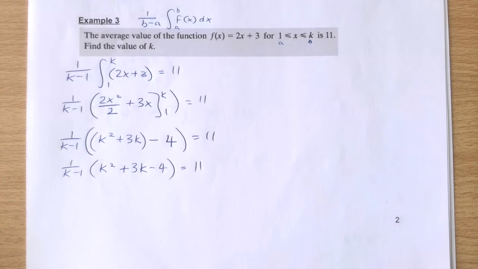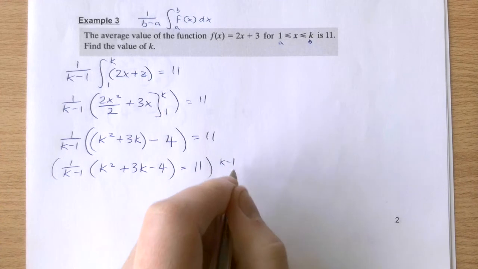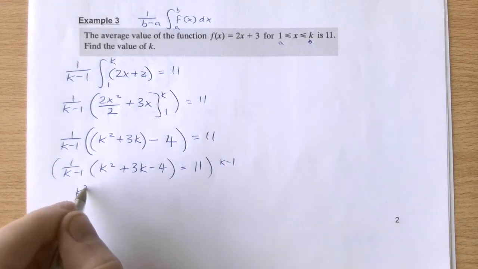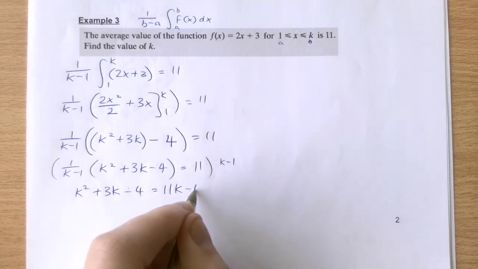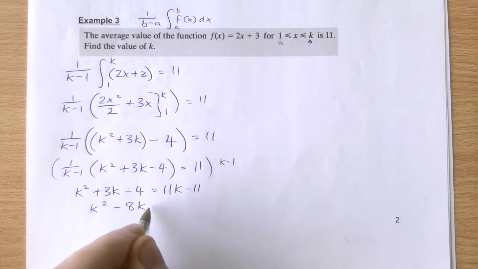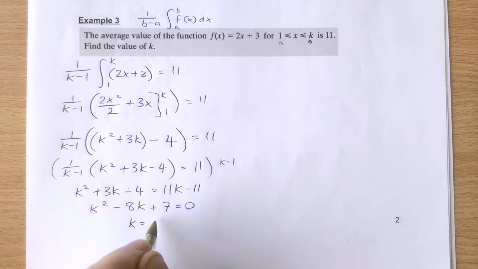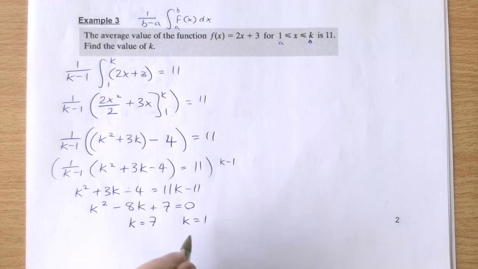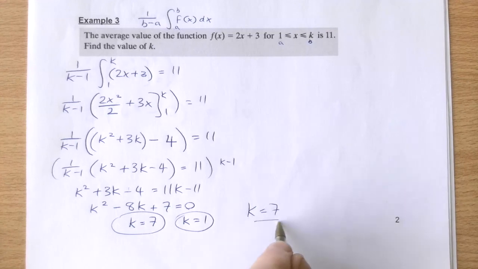Then I need to multiply both sides by k minus 1. So it's going to be k squared plus 3k minus 4 is equal to 11k minus 11. Take everything to the same side, so it's going to be k squared minus 8k plus 7 is equal to 0, and then you'll eventually see that k is equal to, what would that work out as? It would be 7, or k is equal to 1. Now clearly k is equal to 1 we already have, so the answer has to be k is equal to 7. That's the one we're looking for.